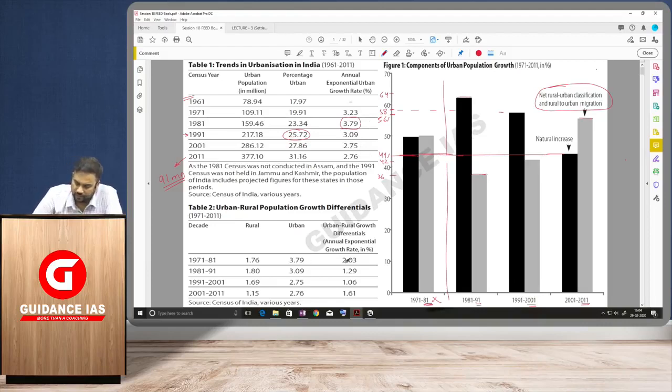You can see there is a rural-urban differential भी देखो. Since 71-81, can you see? Every time the urbanization growth rate has been higher. ठीक है? It has been higher. But it is still overshadowed by what? The rural growth, because the rural population base is large. Overshadowed by the rural growth because the rural population base is large.